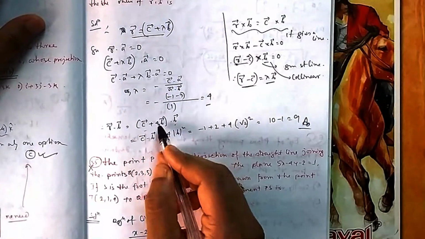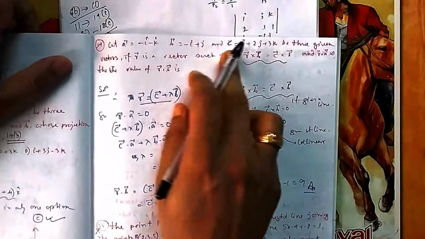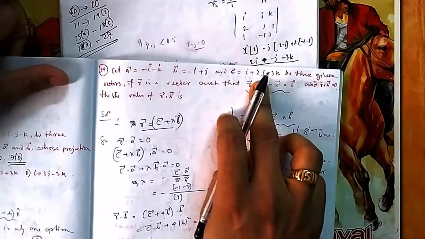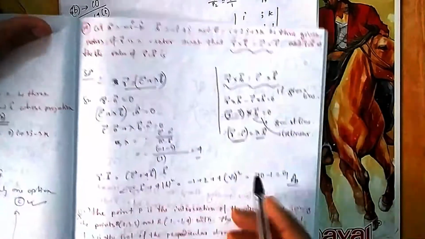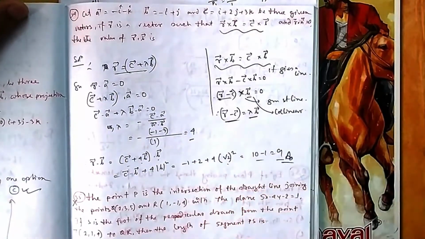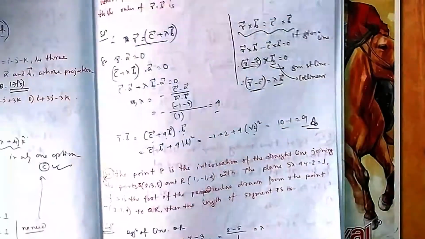So C dot B, and 4B square. C dot B you can calculate again from here, and B square is the magnitude of B, that can also be done from here: under root 1 square plus 1 square, that is root 2. Finally you will get 9 as the answer.